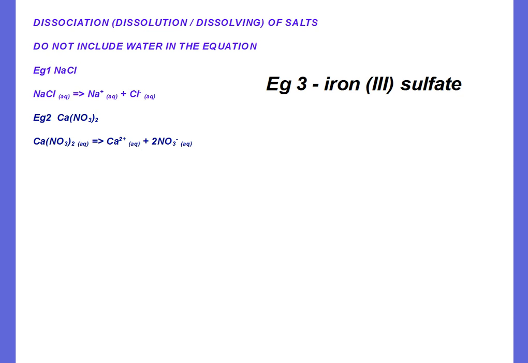So as a practice one, have a go at this. Write the dissociation equation of iron 3 sulfate. If you've done it and you've done it right, you'll know. If you're not sure though, that means you've got to check with someone to find out if you're right. So I'm not going to give you the answer for that one. See if you can figure it out for yourselves.